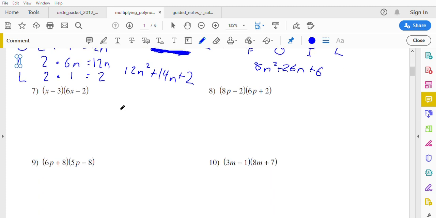So one more like that, I'm not going to write any of the acronyms. So first is going to be x times 6x will be 6x squared. Don't forget there's a 1 here, so 6 times 1 is 6. Minus 2x, so x times negative 2 is going to be negative 2x.